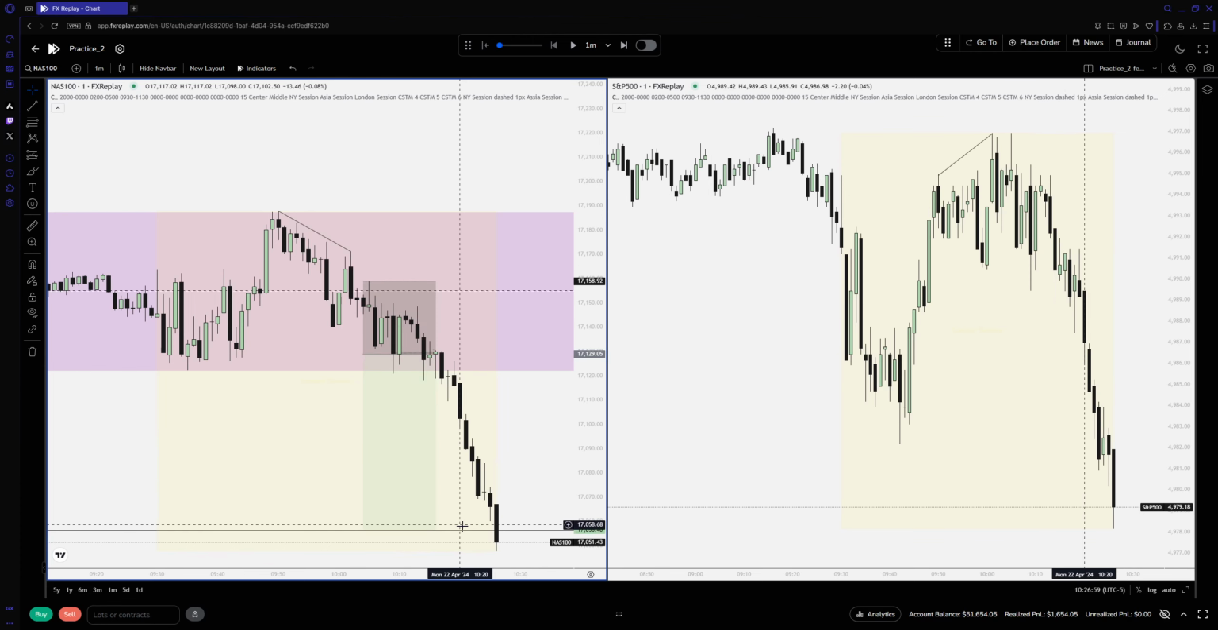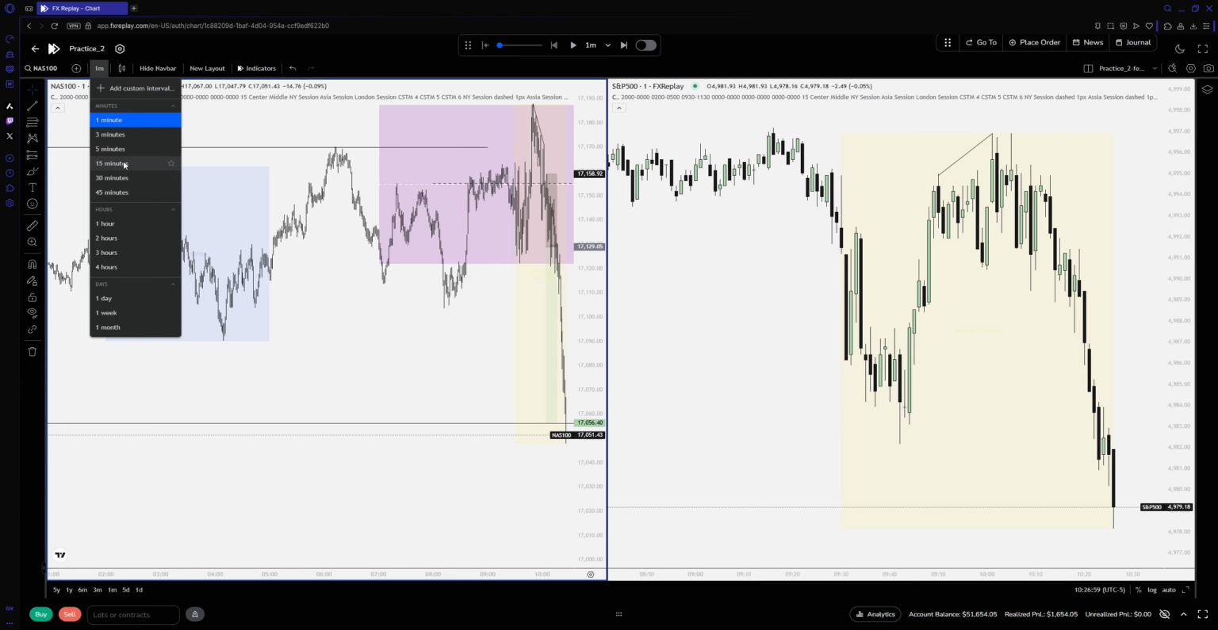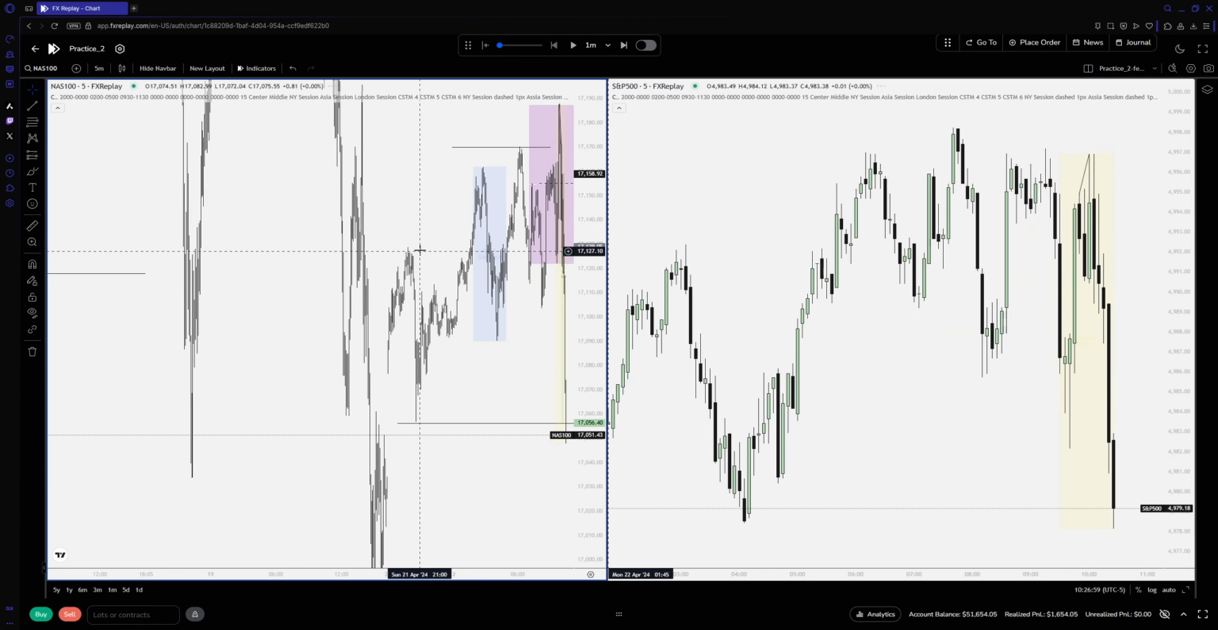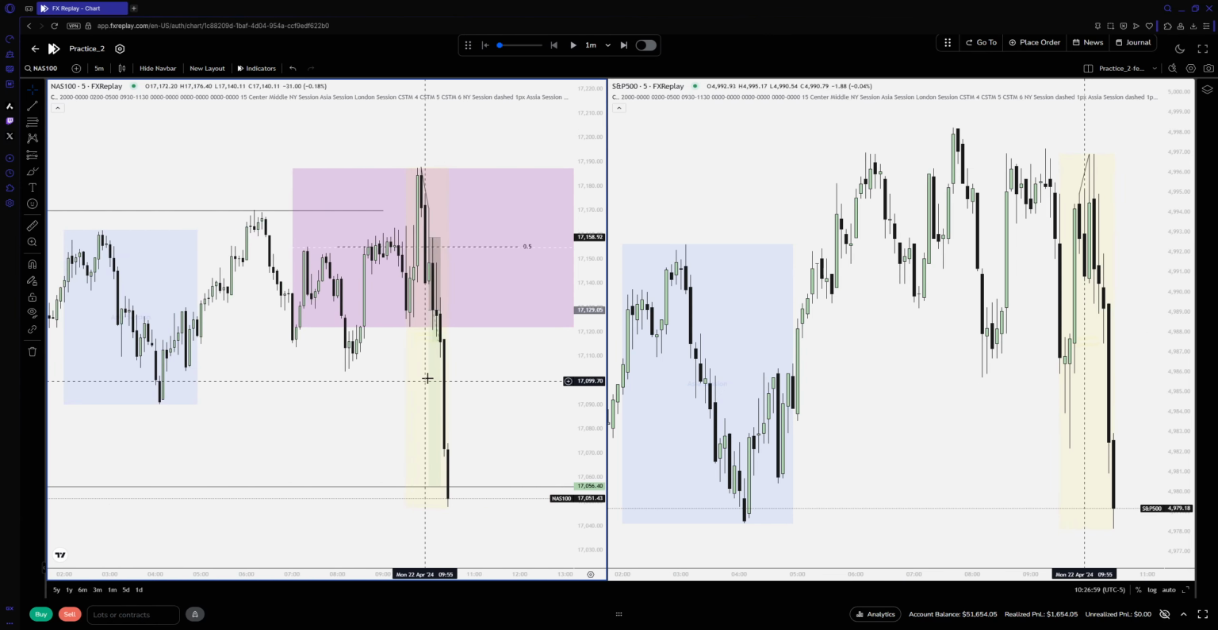The candle respected it, and we just went straight towards the draw, which was our draw on liquidity, because all of this, if we go back up to maybe the 5 minute, all of this is low resistance liquidity, so it's a nice draw we got here.